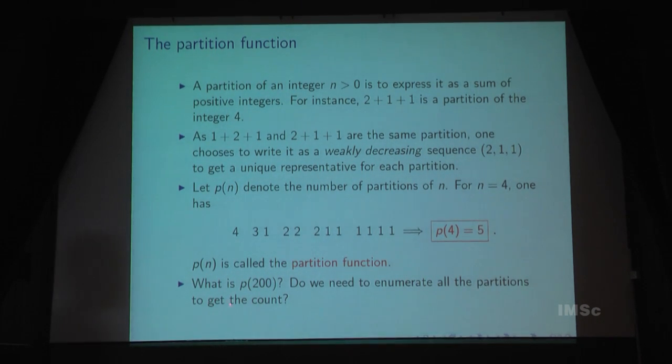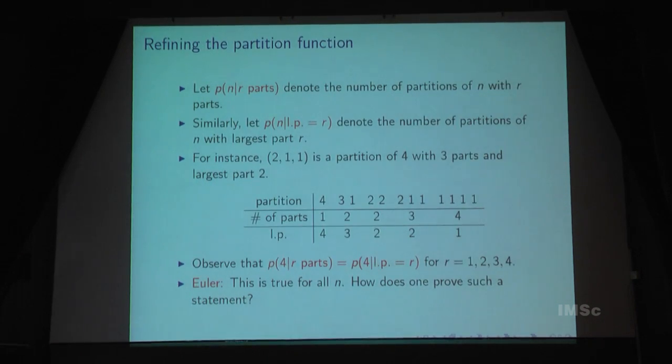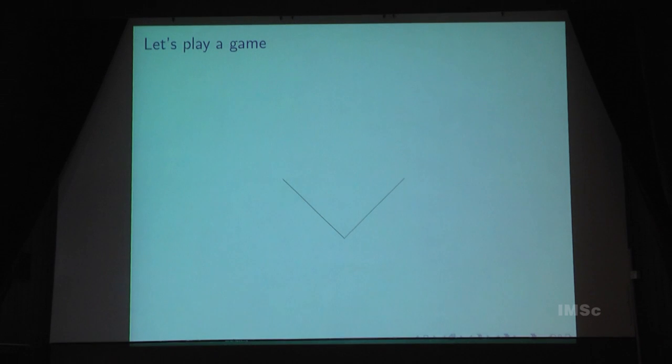Now the first question which we can ask is, what is P of 200? Should we go around doing this kind of thing to get the count? The answer is yes, we can do it this way. These days we can write programs that enumerate all those things, but you will get a screen full of gumph which you can read or sort. But you can do more refinements of the problem. I'm saying P of n, r represents partitions of n which have r parts. So let's just go back.